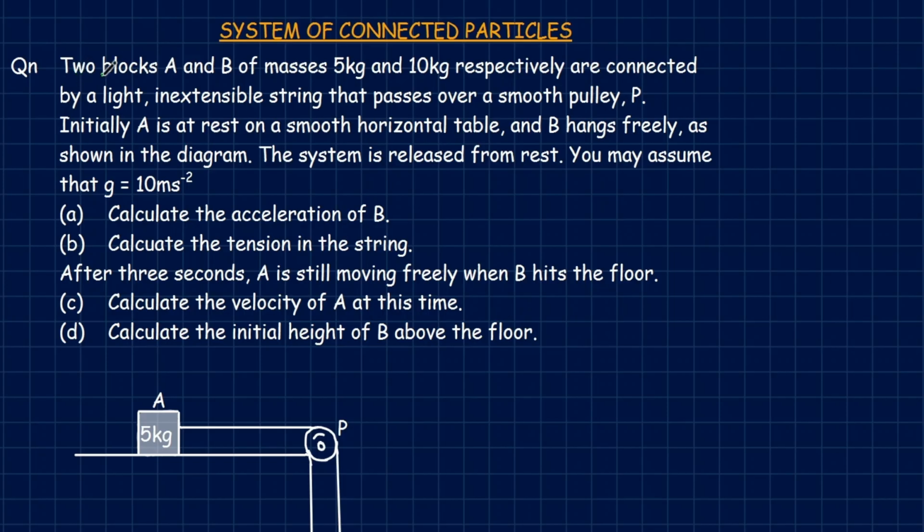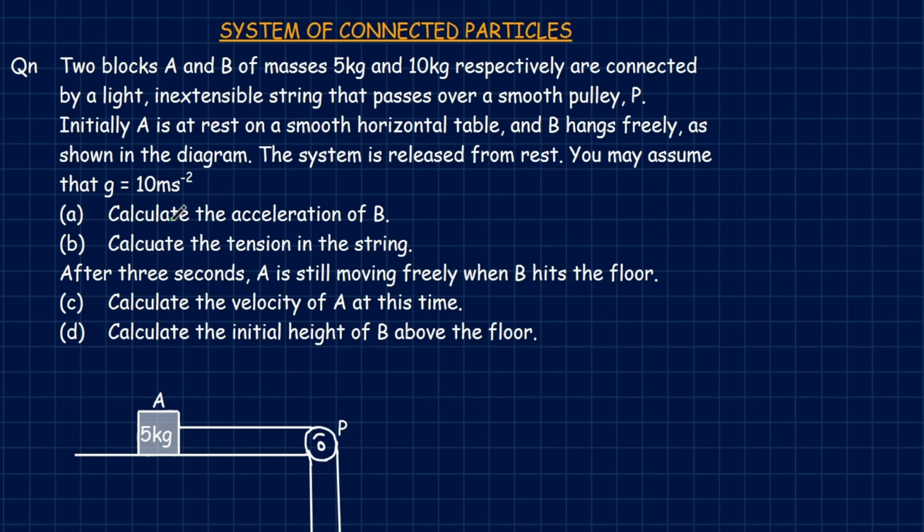So we have here two blocks A and B of masses 5 kilogram and 10 kilogram respectively, connected by a light inextensible string that passes over a smooth pulley P. Initially, A is at rest on a smooth horizontal table, and B hangs freely as shown in the diagram. The system is released from rest. You may assume that g equals 10 meters per second per second.